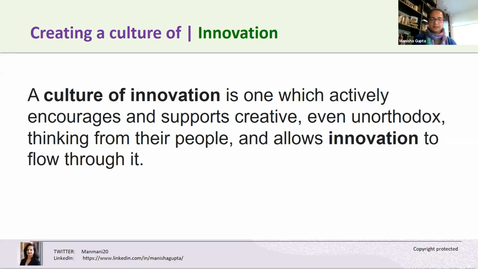So the first step is helping your leaders understand and align on the definition of what we're trying to change. This is a definition, if you like Wikipedia, where innovation really is something that encourages and supports creative, sometimes even unorthodox ways of thinking, right? So if we really say innovation, this word can mean so many things to so many people. But aligning on what this really means for each other is important.